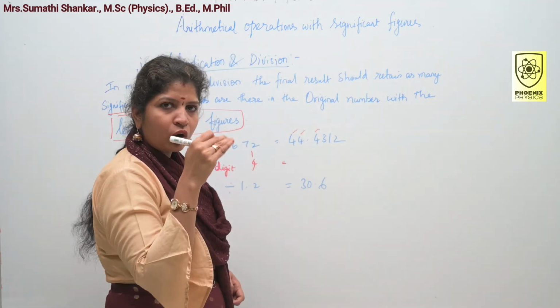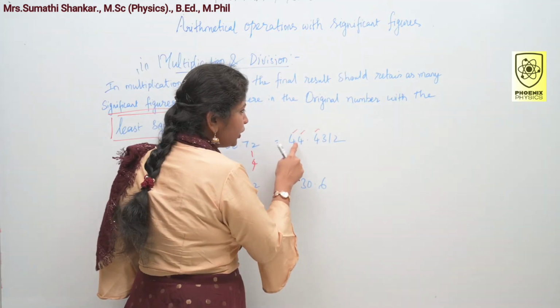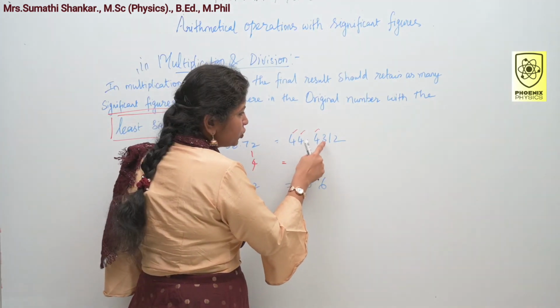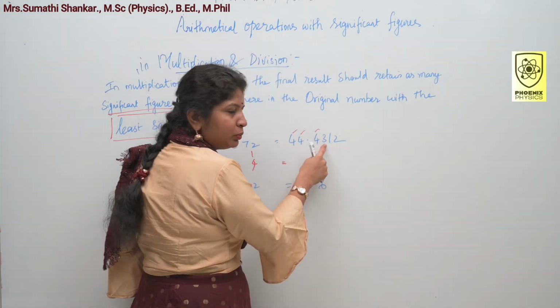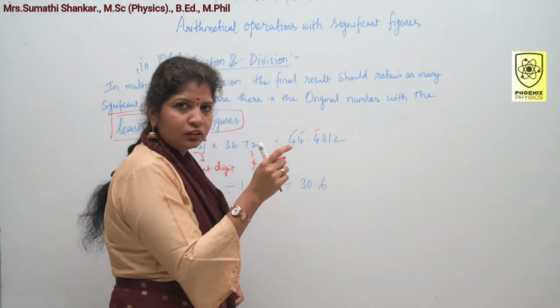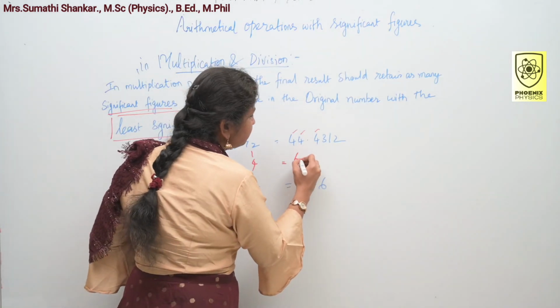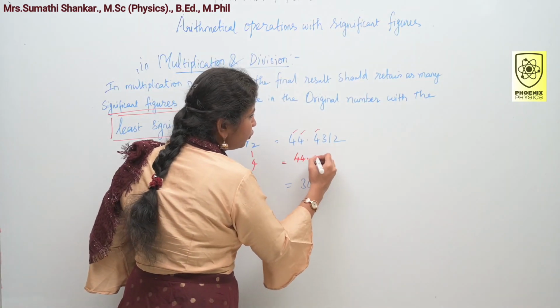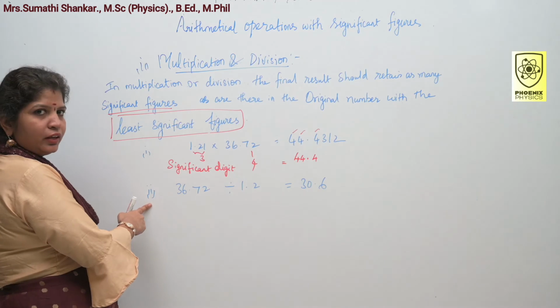We have to round off the figure. So this is 1, 2 and 3. So look at the second decimal place. It is less than 5. So you can simply write it as 44.4.